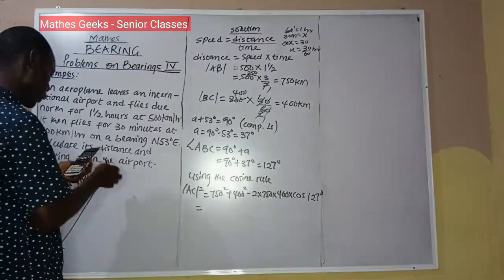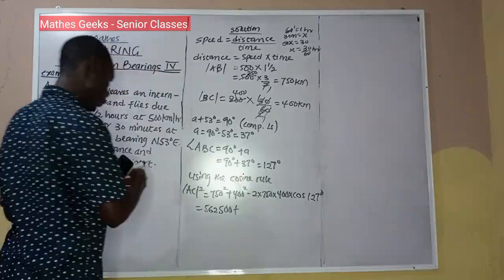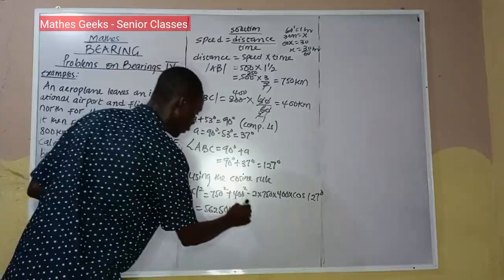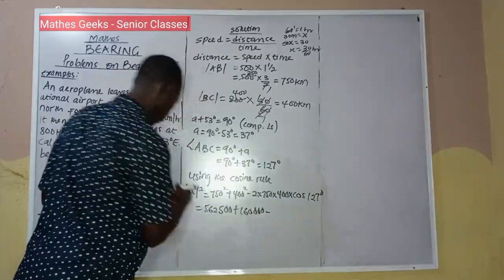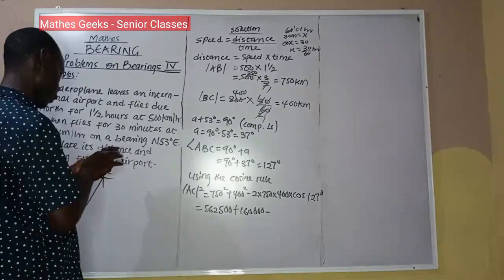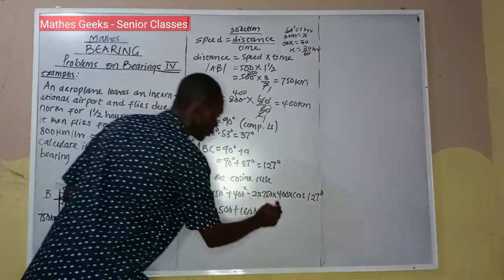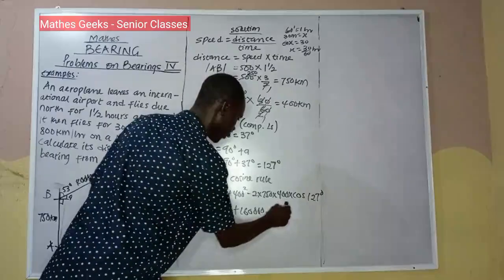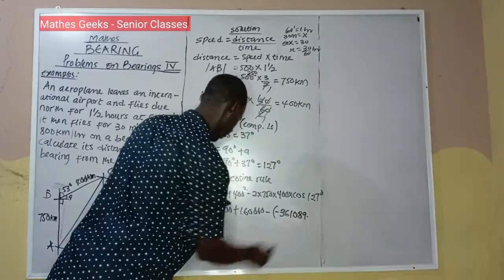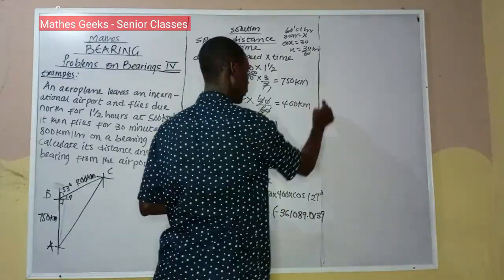And this will give us 750 squared, which is 562,500, plus 400 squared, 160,000, minus 2 times 750 times 400 times cos 127, minus 361,089.0129.